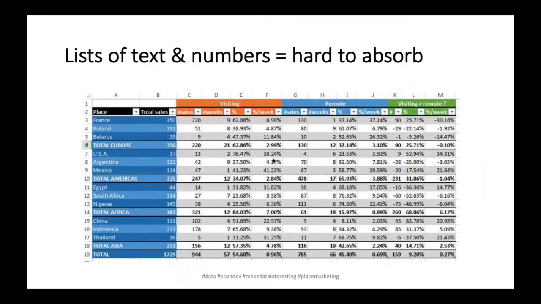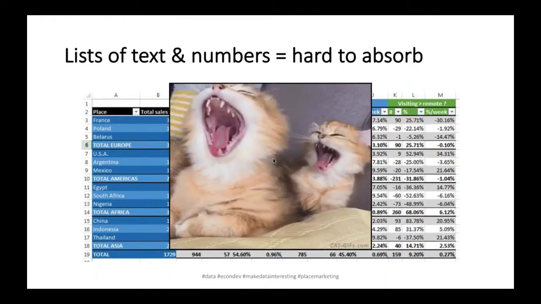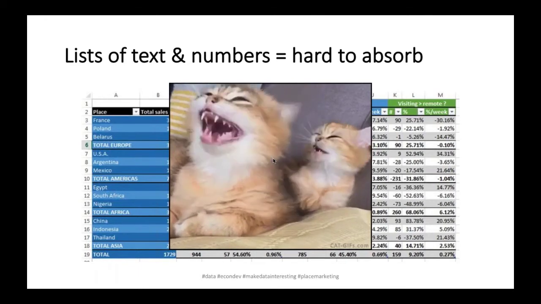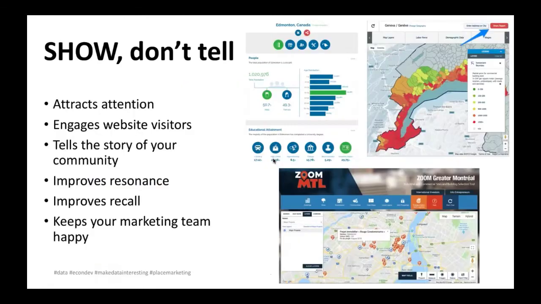The other thing that we have learned is that lists of text and numbers are very hard to read. They're very boring, they're hard to absorb, they're hard to remember. We really want to put that data in a visual format as much as possible so that people can really understand it better. And that's why we use the tools that we're going to be showing you are really about showing, not just telling. This is about storytelling, telling the story of your region, your location. You want to be able to attract their attention with compelling visuals on your website.